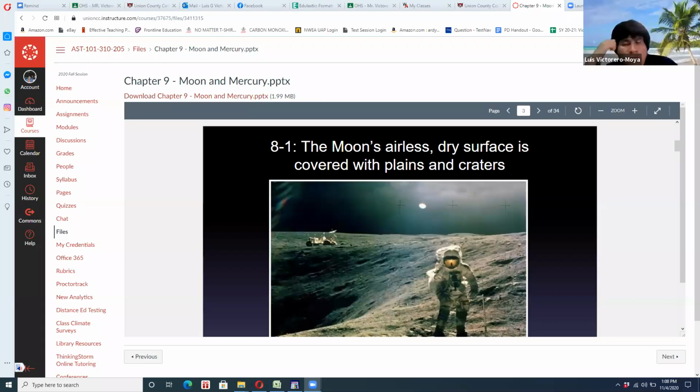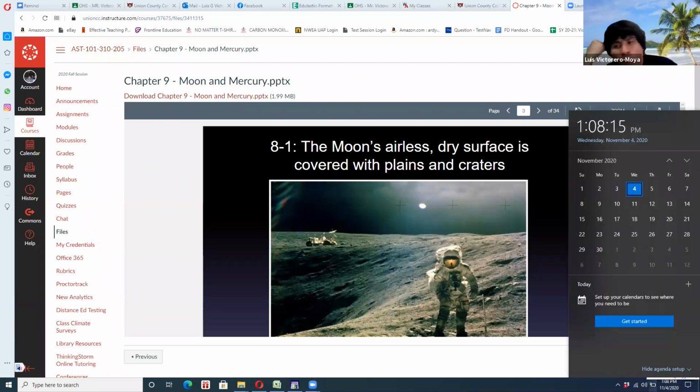So the schedule for this will be, let me share my screen right now very quickly. All right, so the schedule should be a quiz at the beginning of next week for the moon and Mercury, and the exam at the end of next week, exam number 2, or maybe the beginning of the following week, which is the 16th, 17th.